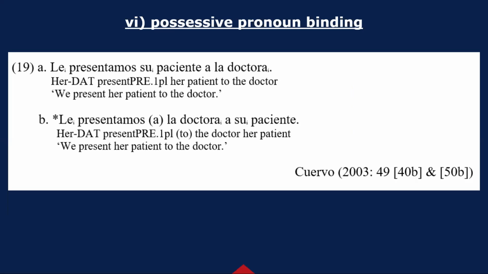In 19a, the possessive pronoun is free in its domain, as the DP does not have any antecedent that commands it, therefore it is not bound. However, the antecedent in 19b, which is la doctora, is in the position where it can bind the possessive pronoun. Therefore, the sentence is grammatical.